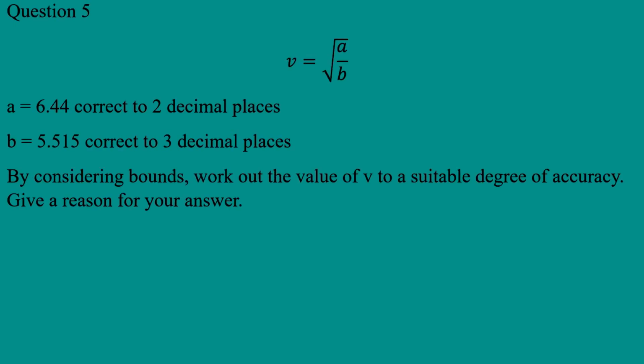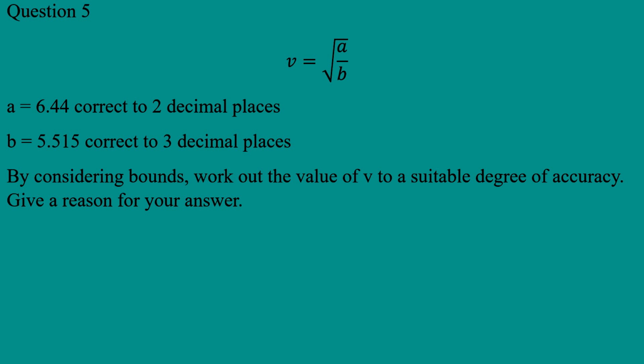Question 5 is a different style of question where you are asked to work out the value of v to a suitable degree of accuracy using bounds. Pause the video whilst you read the question and calculate an error interval for a and b. Attempt the rest of the solution if you are able. Resume the video when you are ready to see the full solution.